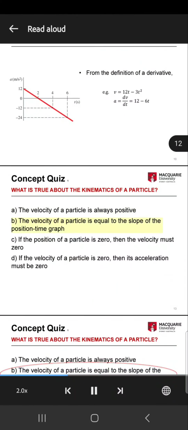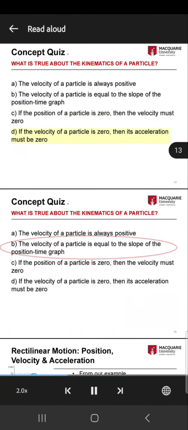Concept quiz 1. A, the velocity of a particle is always positive. B, the velocity of a particle is equal to the slope of the position-time graph. C, if the position of a particle is 0, then the velocity must be 0. D, if the velocity of a particle is 0, then its acceleration must be 0.